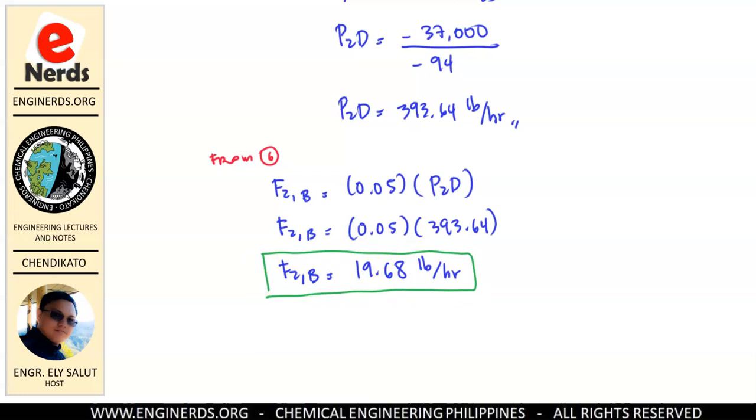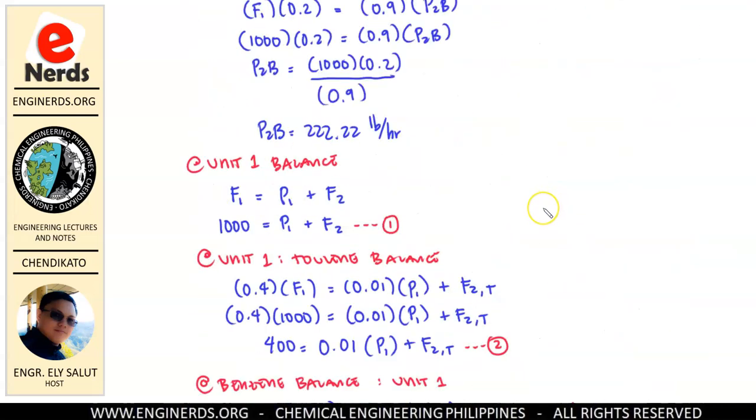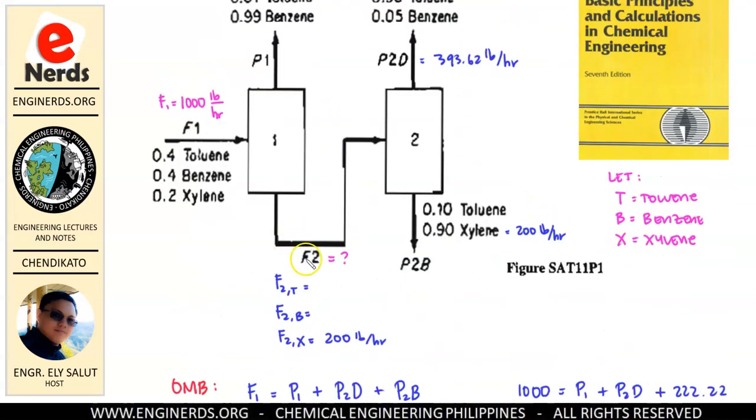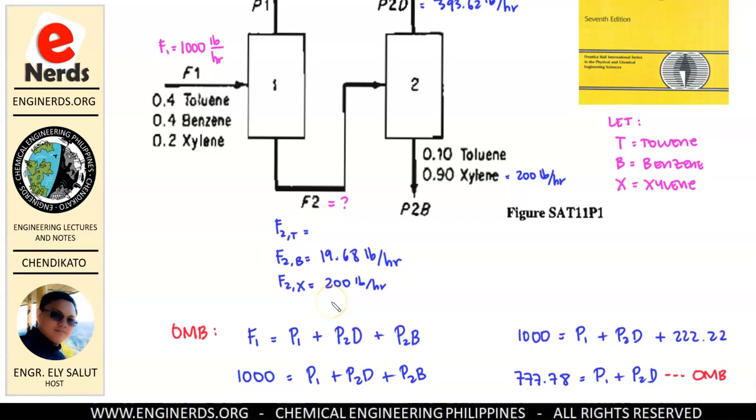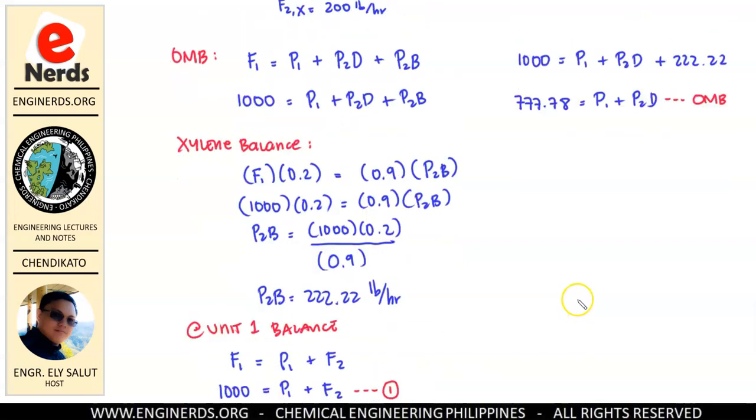So sulat natin siya sa itaas para hindi tayo malito. 19.68. Okay. F2B. So 19.68 pounds per hour. Okay? Alright. So, hindi na lang natin alam yung F2 and P2B, no? But, we already have P2D here sa ating overall material balance. So, therefore, makukuha natin yung value ng P1. Diba? So, let us use that.